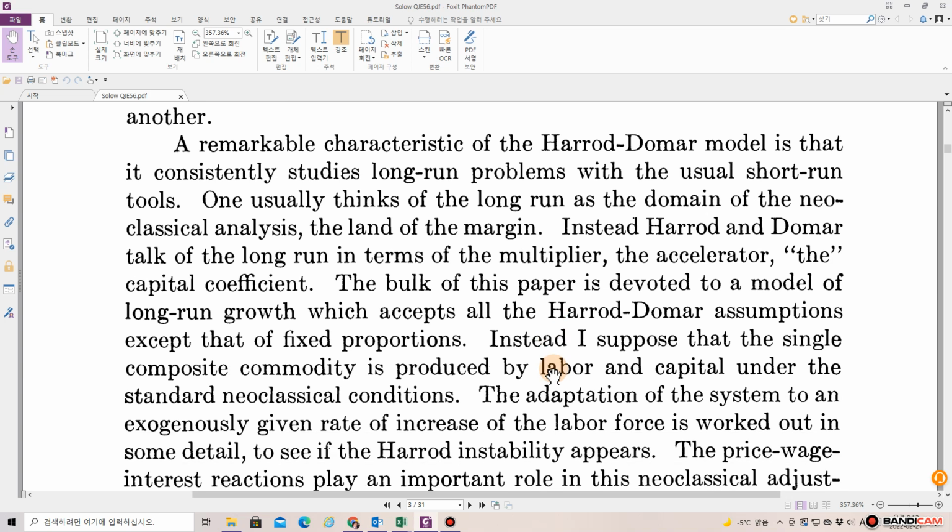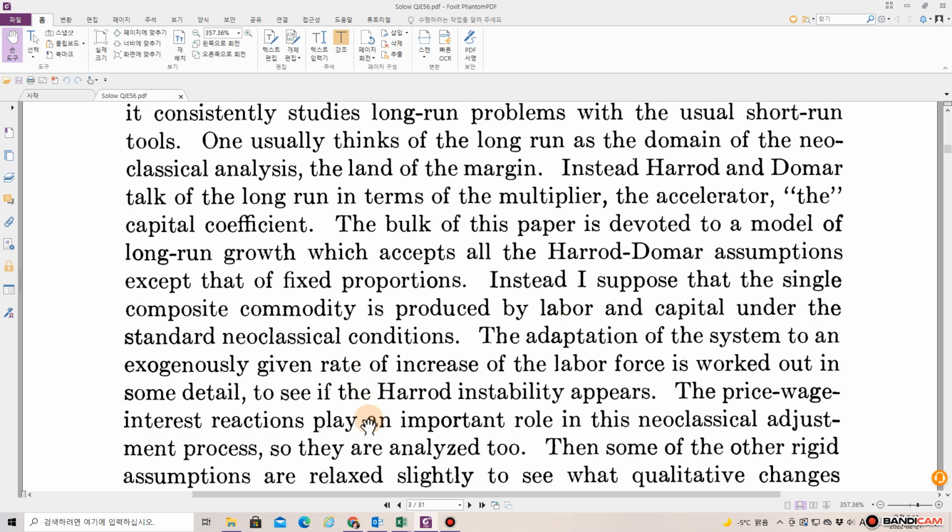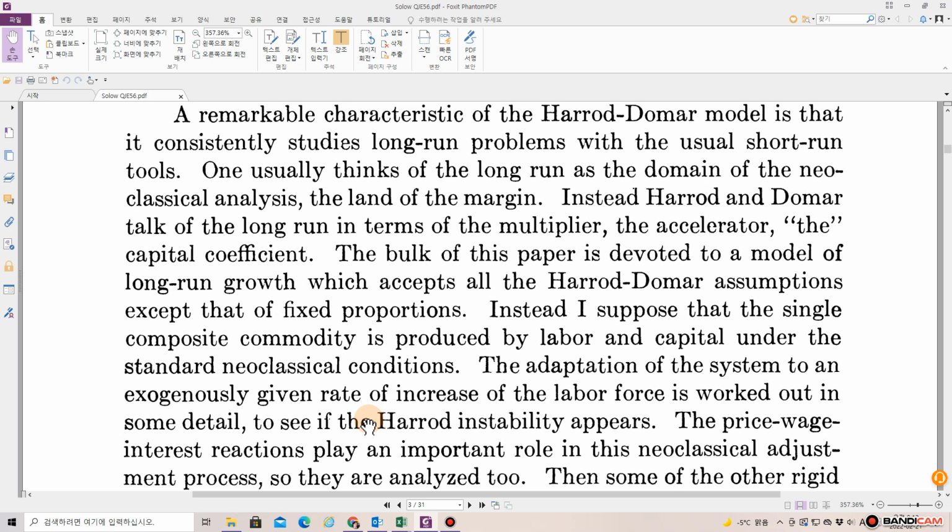A remarkable characteristic of the Harrod-Domar model is that it consistently studies long-run problems with the usual short-run tools. One usually thinks of the long run as the domain of neoclassical analysis, the land of the margin. Instead, Harrod and Domar talk of the long run in terms of the multiplier, the accelerator, the capital coefficient.